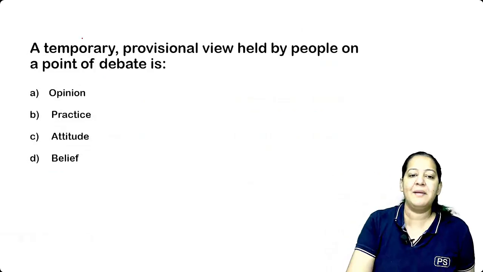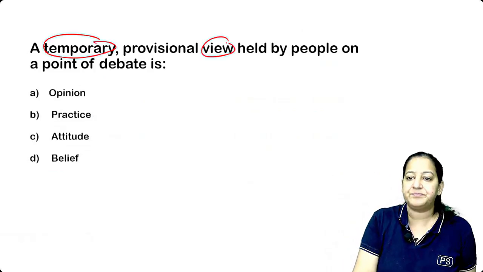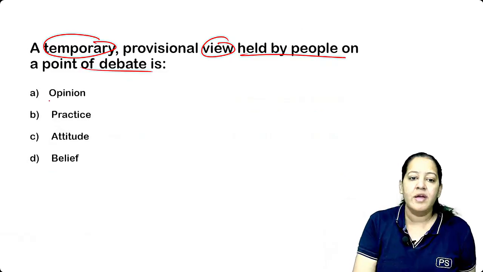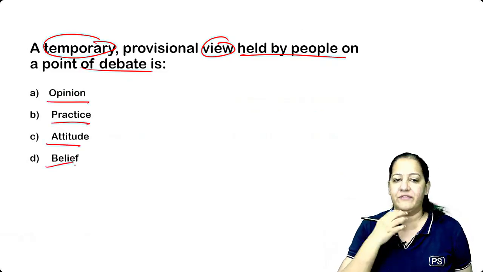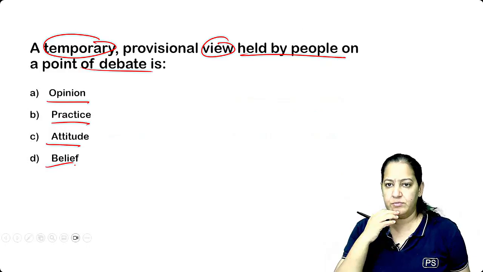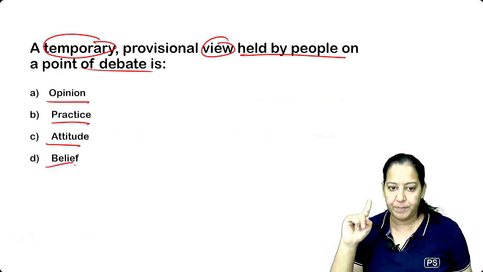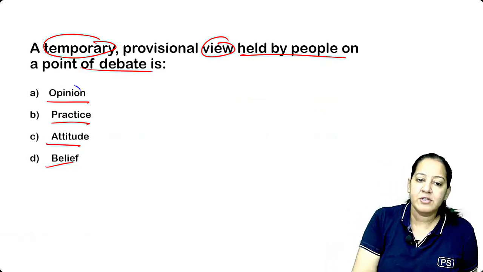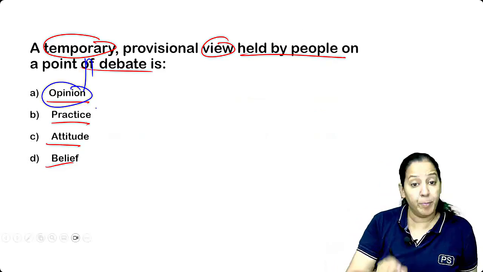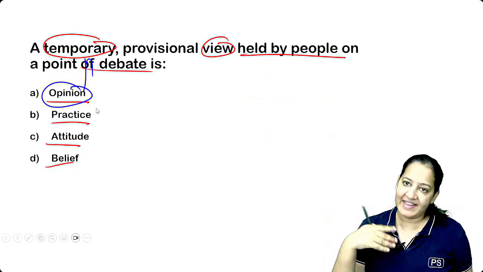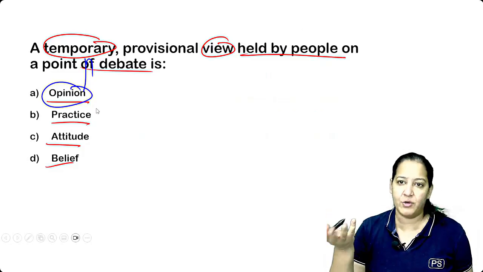The next question: tell me a temporary view which is held by the people on a point of debate. Temporary view. Is it opinion, practice, attitude, or belief? It is a temporary view. It's not permanent. So what is the correct answer? Opinions are temporary. I told you that can be changed. If you have some opinion on some point, I can change it. If I present you a fact, you can change.